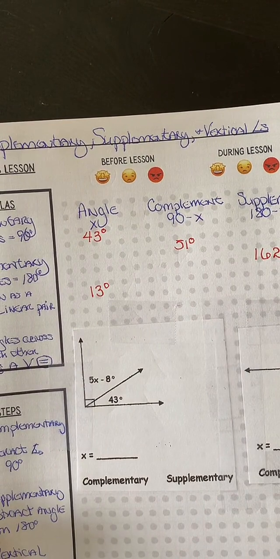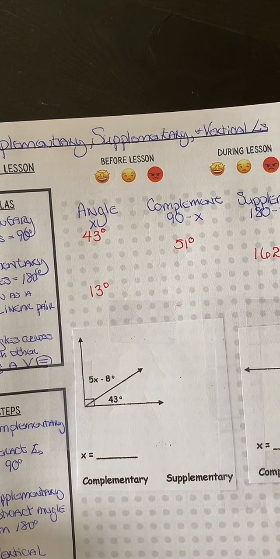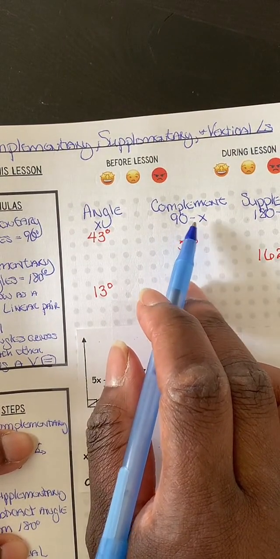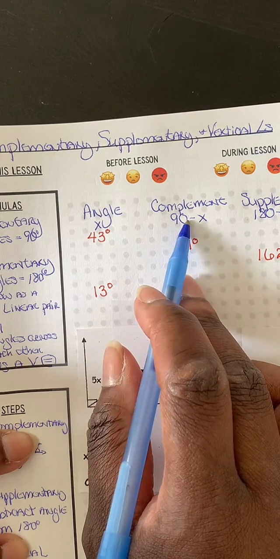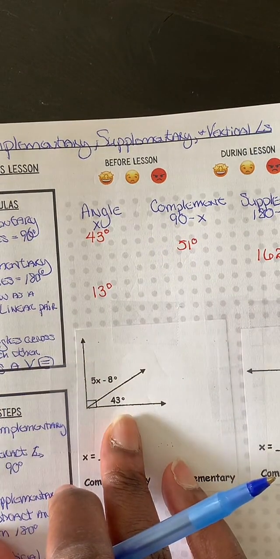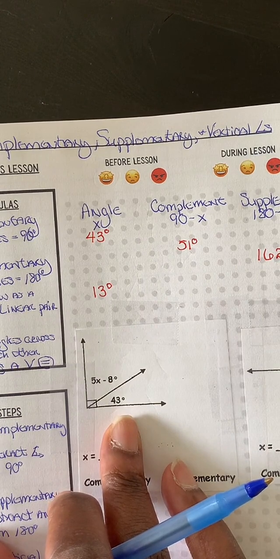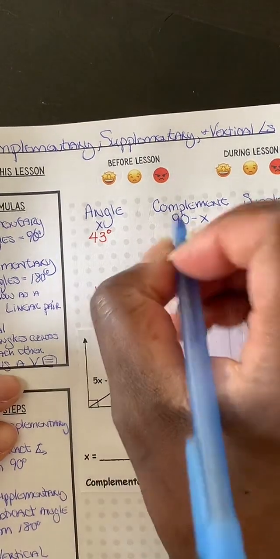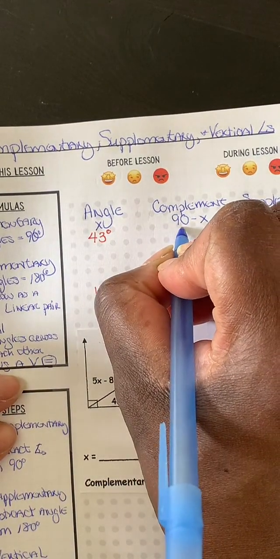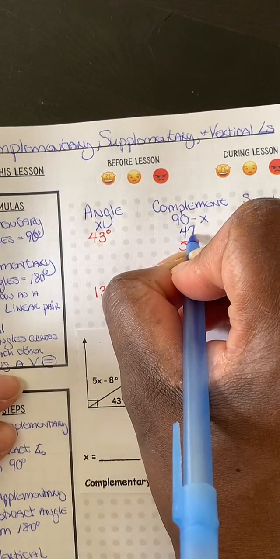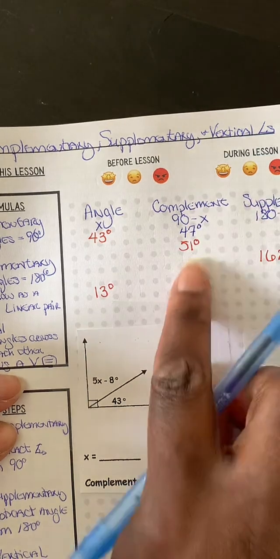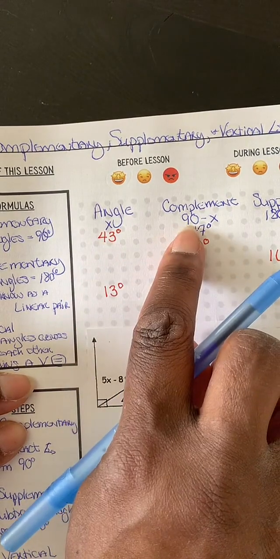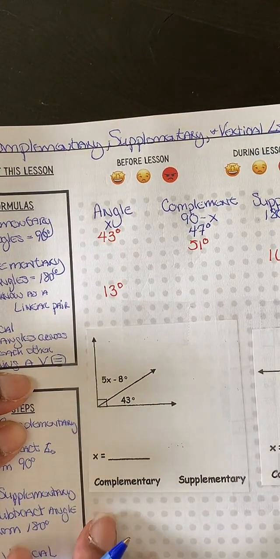If I gave you an angle that was 43 degrees, I want you to find the other angle for it to equal 90 degrees. All you're doing is taking 90 minus that 43 to figure out the complement. The complement of this would be 47 degrees, because 47 plus 43 gives me 90. That's all we're doing.